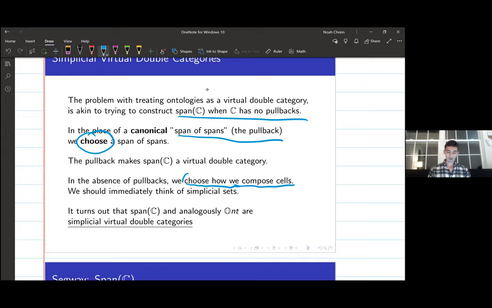And anytime you see the words choose and compose in the same sentence, you should immediately think of simplicial sets. So that's what we're going to do. We're going to make virtual double categories more simplicial. And it's going to turn out that this weaker version of the spans, and also the collection of ontologies and ontological transformations, are simplicial virtual double categories.